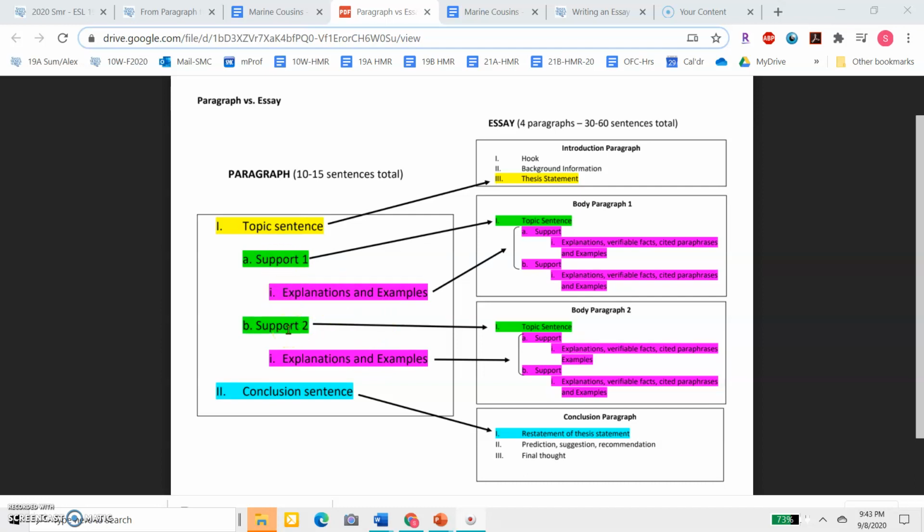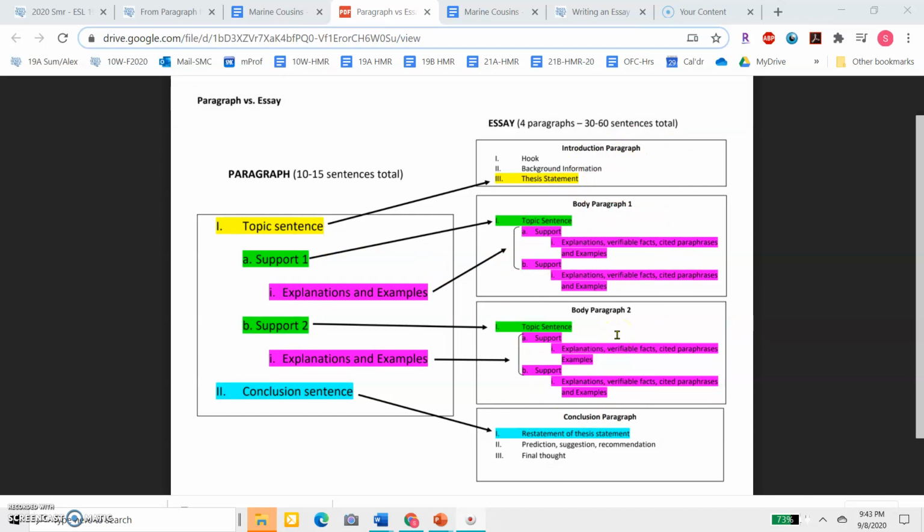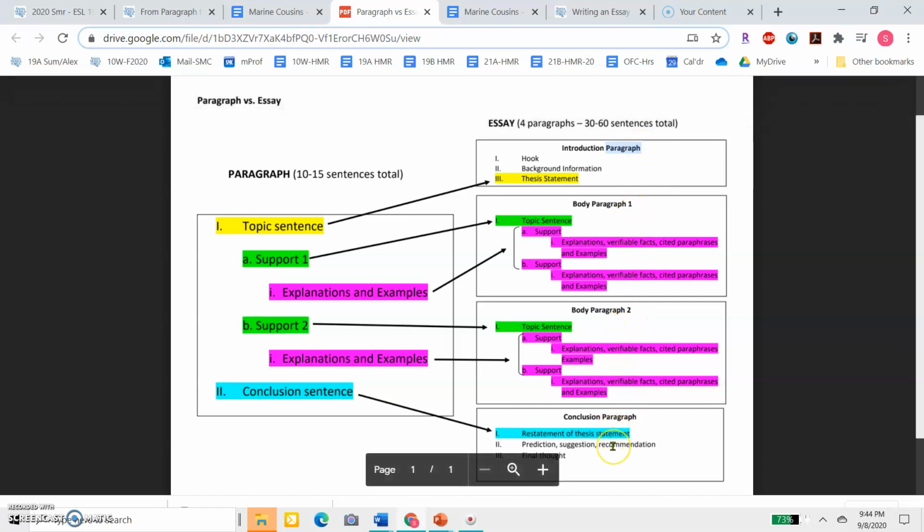When you expand this into an essay, you basically have the same kind of structure. There's just, like I said, a lot more to say, a lot more to write. In this example, you have a 4-paragraph essay, an introduction paragraph, 2 body paragraphs, and a conclusion paragraph. You can have many more body paragraphs.